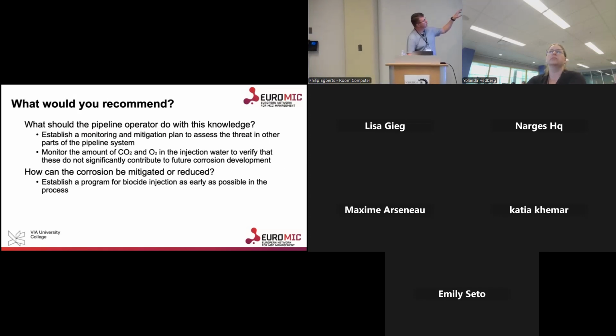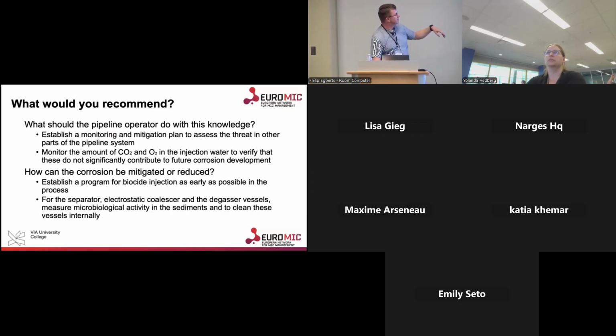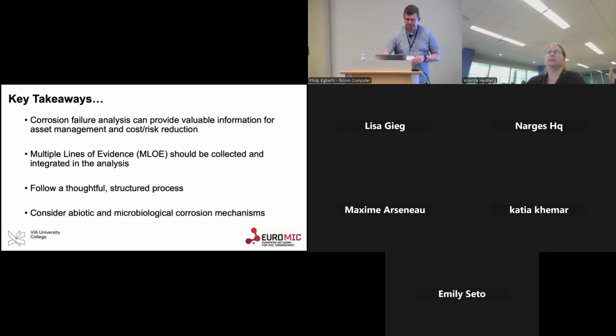What should the pipeline operator do with this knowledge? They really should have a stronger monitoring program, also looking at CO2 and oxygen in the injection water, and establish a program for biocide injection, and the separator and the coalescer and the degasser. They need to measure the microbiological activity, because that's where the bacteria flourish in this system.